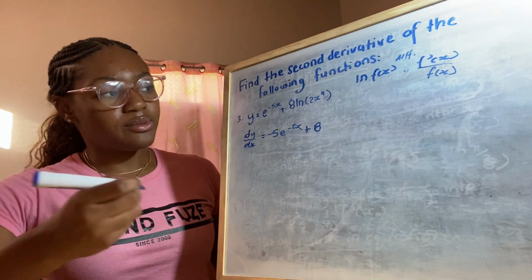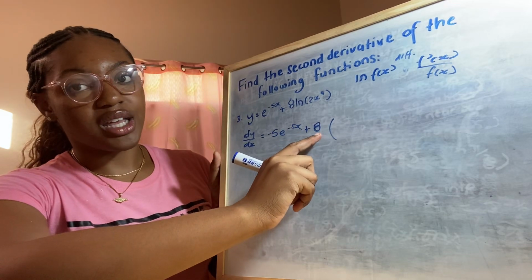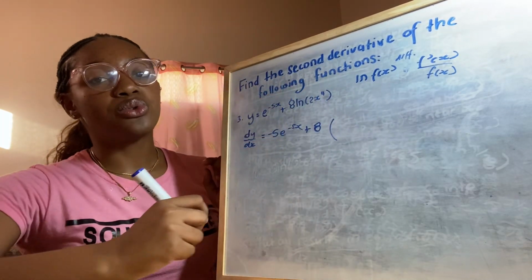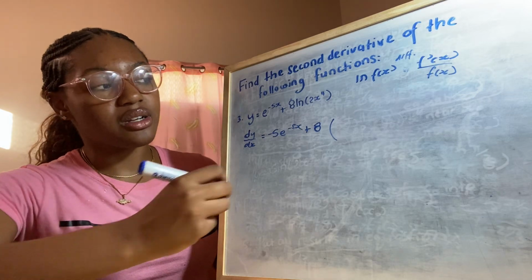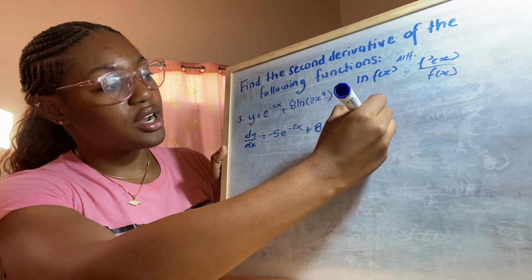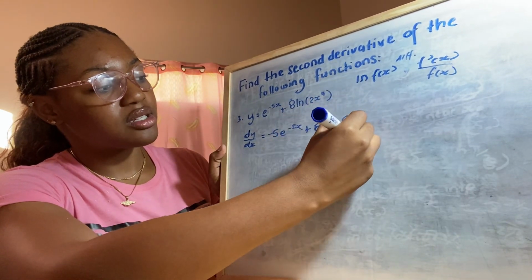So what we're gonna do, we're gonna just put all of this in bracket because remember we'll have an 8 right here. So I'm gonna differentiate what's in the bracket. So 2x to the fourth differentiated would simply give me 8x to the third, and then I'm just gonna have what I have in the bracket as the denominator.